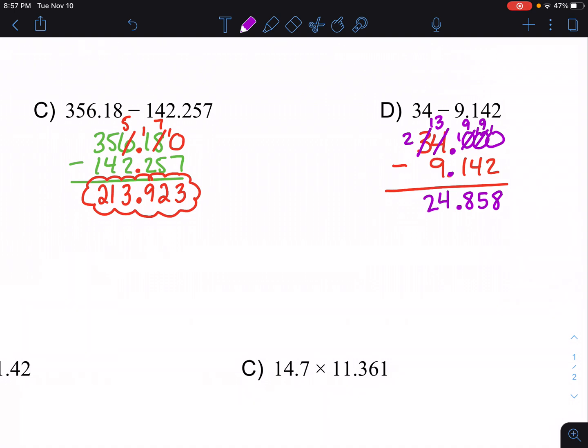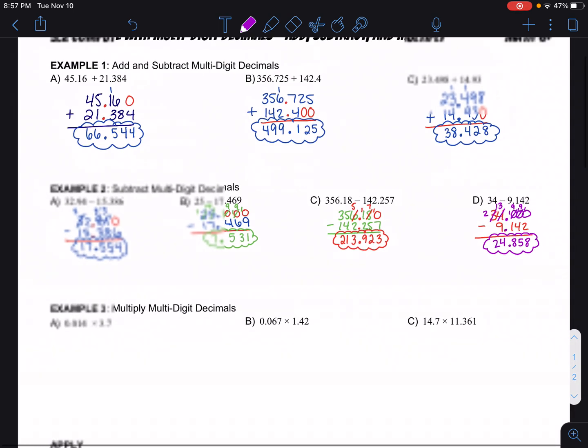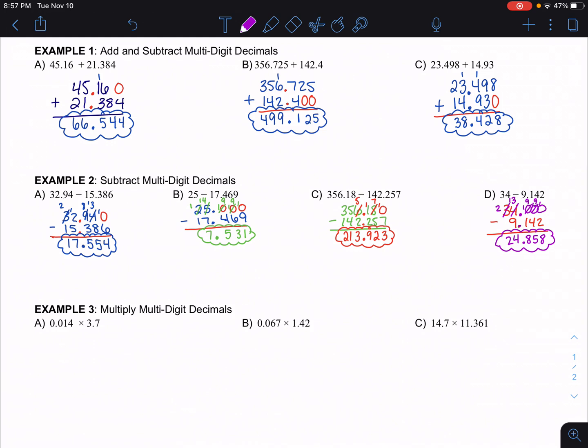And 2 minus 0 is 0. So my answer is 24.858. So for addition and subtraction, we have to line up the decimals. Use zeros to fill those places where there are no digits. So those placeholder values where there are no digits.